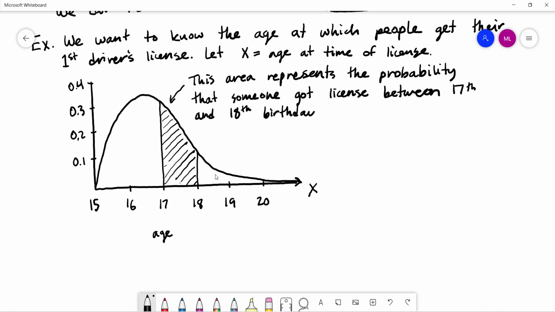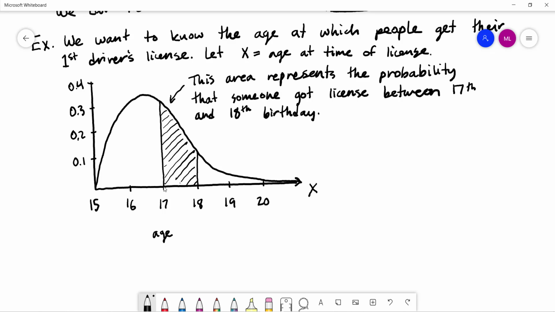So normally these are people we would refer to as 17-year-olds. This area corresponds to all the 17-year-olds, but you can see we differentiate between somebody that just turned 17 and somebody that's about to turn 18. So this region right here going horizontally represents an entire year's worth of time in our random variable X, which again is age, so it's measured in years.